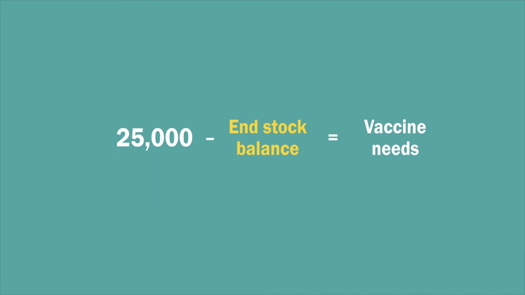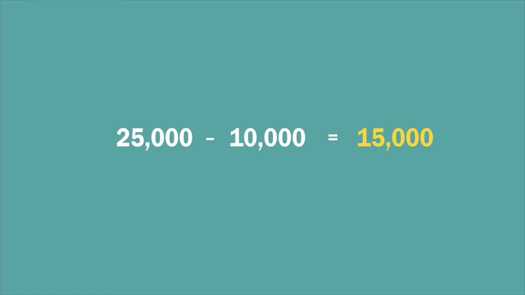In your district, there were 10,000 OPV doses remaining at the end of the quarter. Subtract that end stock balance, and the result is the consumption for the previous quarter, which is 15,000 doses. You can now estimate that your district will need 15,000 doses of OPV for the next quarter.